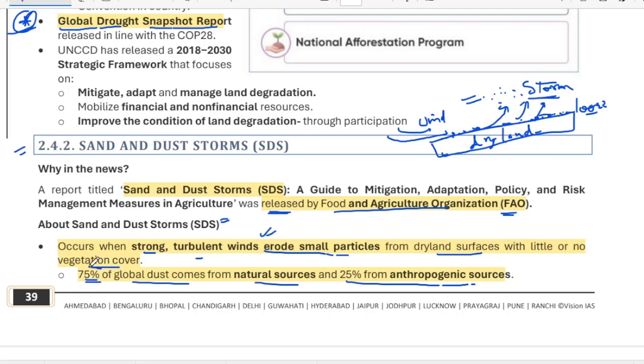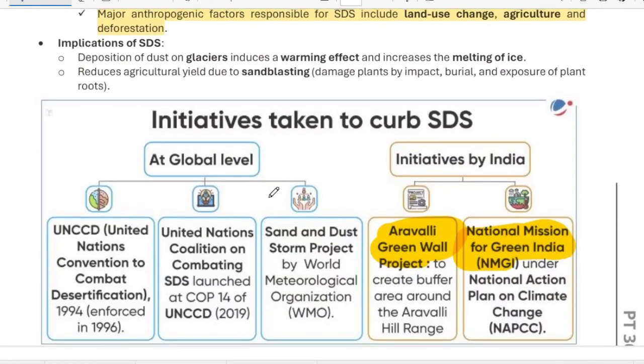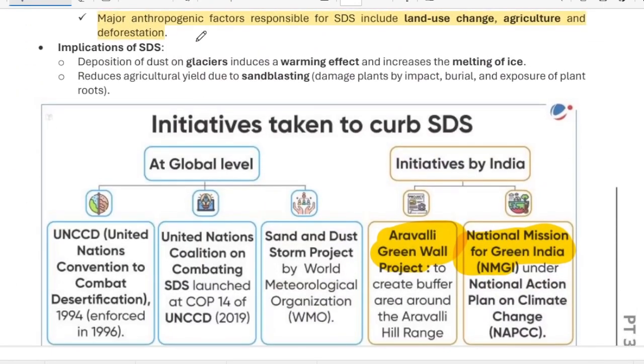Now, another fact that is being talked about is this 75%. 75% is natural. Only 25% has been caused due to human interventions. Okay, now I hope you have understood it. Now moving ahead, what are the anthropogenic factors that are responsible for this? They are land use changes, agriculture, and deforestation.